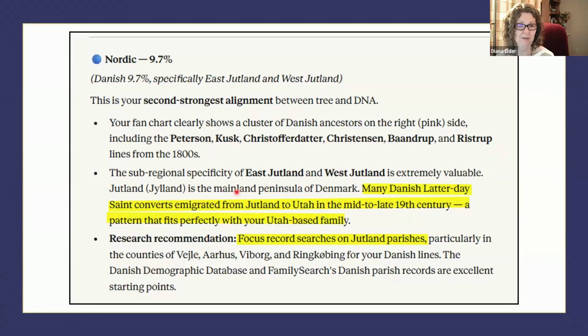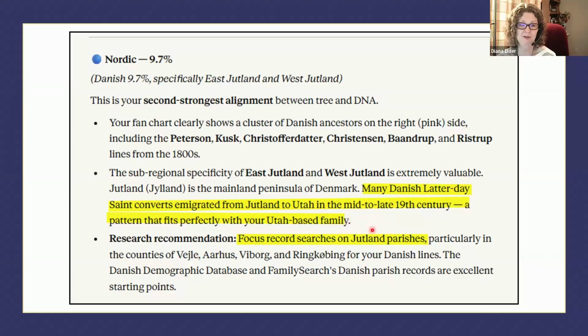And then it explains that the subregion specificity is extremely valuable. And then it notes that many Danish Latter-day Saint converts emigrated from Jutland to Utah in the mid to late 19th century, a pattern that fits perfectly with your Utah-based family. So it's just picking up the Utah-based family based on some of the ancestors who were descendants of these Danish who were born in Utah. So it's jumping to a conclusion here, but in this case, it's perfectly accurate.